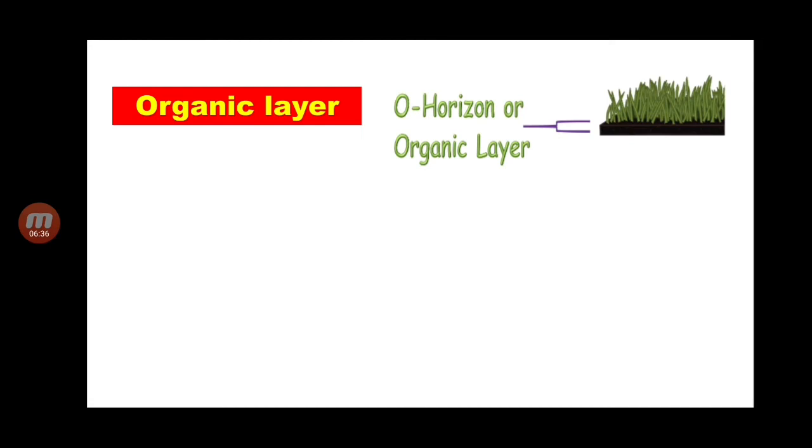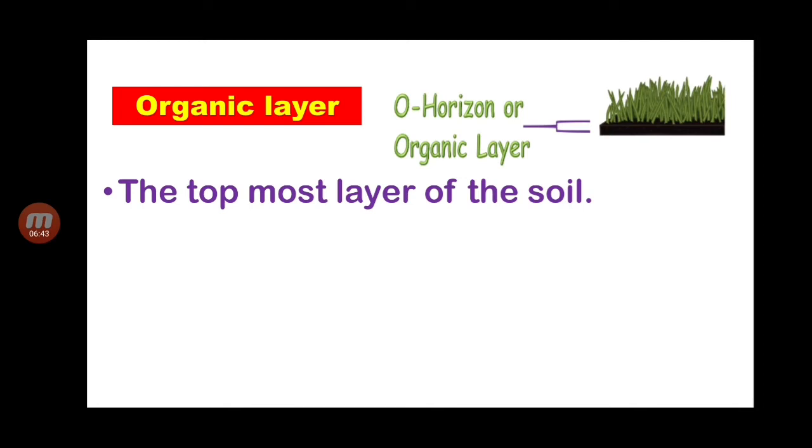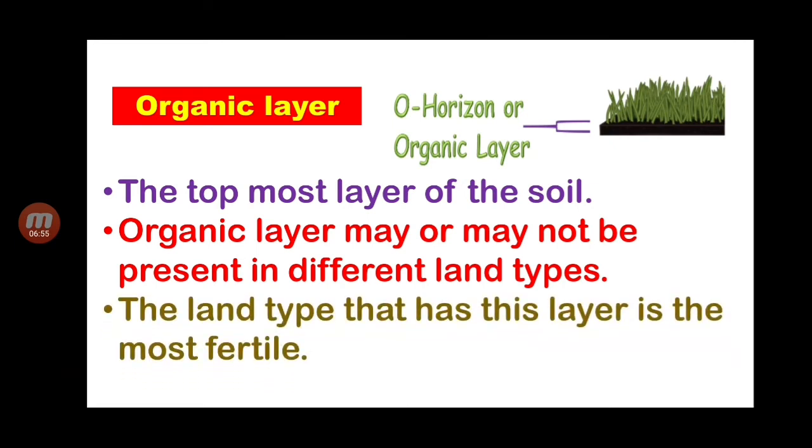Now let's talk first about the organic layer or the O horizon. The organic layer is the topmost layer of the soil, right? The organic layer may or may not be present in different land types. And the land types that have this layer are the most fertile. So this layer is the most fertile layer of the soil because this fertile soil comes from the dead animals, plants, and twigs, and also insects, right?